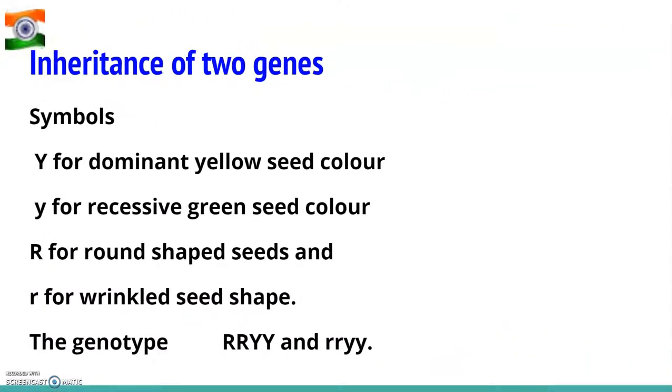Good morning. Now, in continuation with Mendel's experiment, previously we studied how Mendel conducted experiments on pea plants, and that was a monohybrid cross where he studied the inheritance of one gene. Now, in continuation with his experiments, he also studied the inheritance of two genes. Mendel crossed pea plants that are different in two characters.